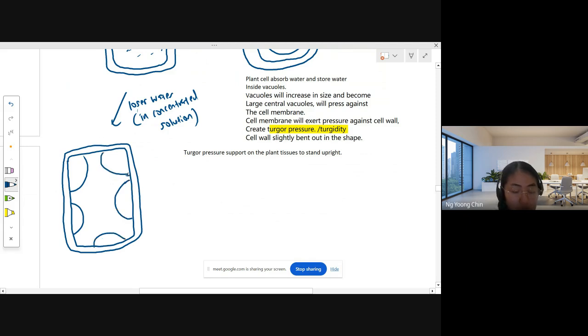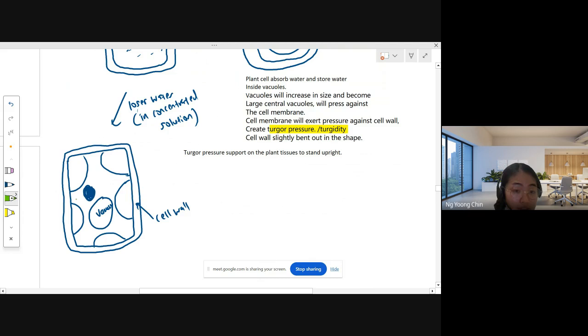See? And then this is the nucleus. This will be the vacuole. So what happened to this cell? Okay, this is still the cell wall. Cell wall is still here. However, this is the cell membrane.